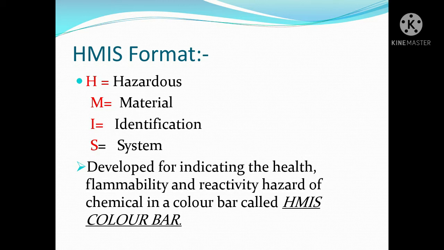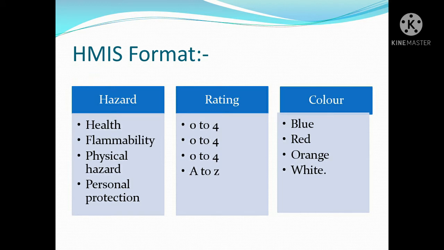The last one is HMIS format. HMIS stands for Hazardous Material Identification System. It has developed a system for indicating the health, flammability, and reactivity hazard of chemicals in a color bar called the HMIS color bar. In this, health rating is 0 to 4, shown in blue, flammability 0 to 4 in red, physical hazard 0 to 4 in orange, and personal protection in letters A to Z in white.